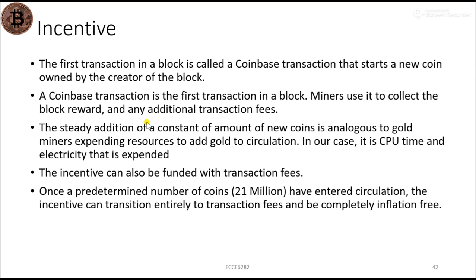So a miner uses this coinbase transaction to collect the block reward and any additional transaction fees. So the incentive to the miners is in the form of the block reward, which is currently 6.25 Bitcoin, and some additional transaction fee also. And as we know, once 21 million Bitcoins have been created or are in circulation, then the incentive will only consist of transaction fees. There will be no block reward anymore. The only thing left will be the transaction fee. But right now the incentive is two things: block reward plus transaction fee. Both are added into the candidate block as the first transaction, which is called the coinbase transaction. And if this block becomes a valid block, then the miner will be rewarded with the money that is added here in this coinbase transaction.